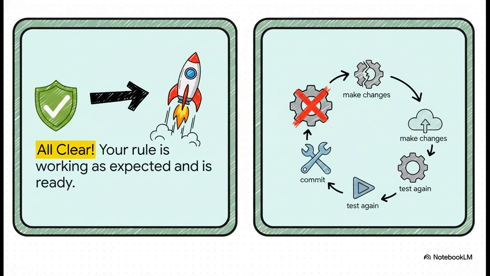But if an error is found, no big deal. The path is just as clear. You just go back to configure rules, make your edits, commit the changes, and run the simulation again. You just repeat that little loop until it's perfect.